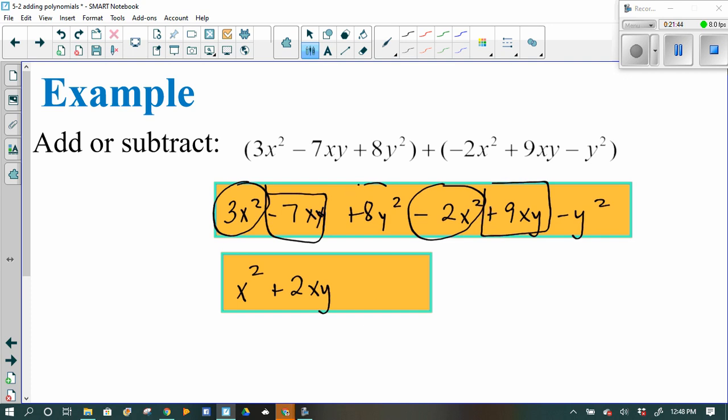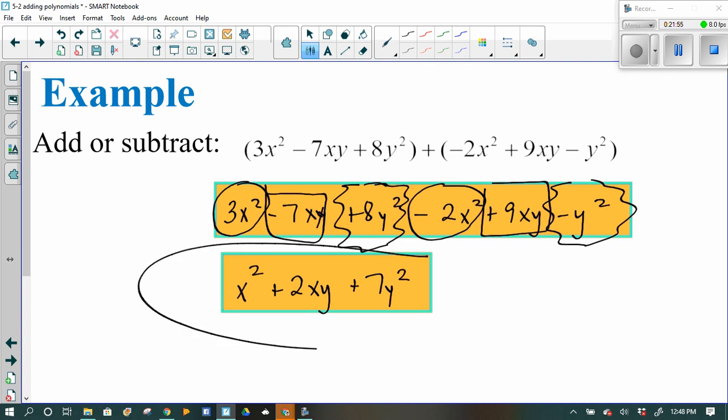And then I have this 8y squared minus a y squared. So 8 minus 1 is 7y squared. And there's your final answer. This is a trinomial, and it has a degree 2. So it's pretty simple. Just make sure that when you have these parentheses, you're looking in front of the parentheses to see if it's a positive or a negative, so that you know to distribute or not.